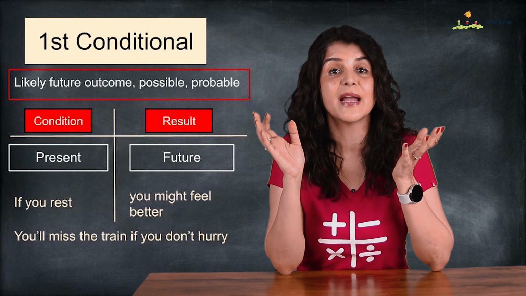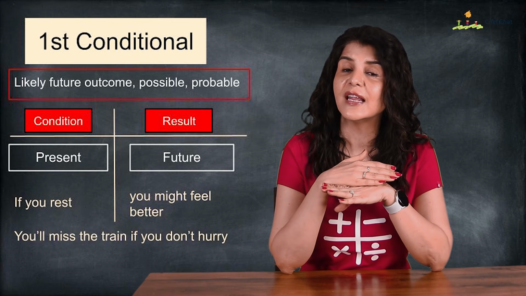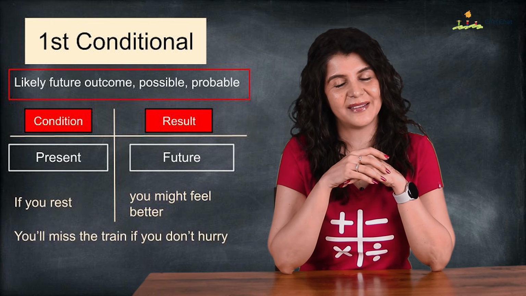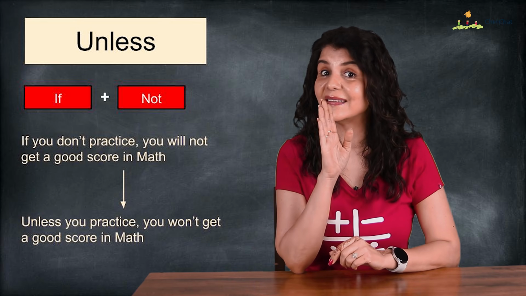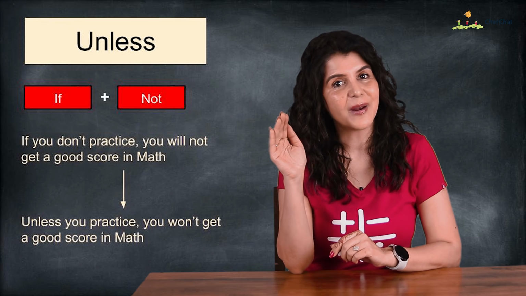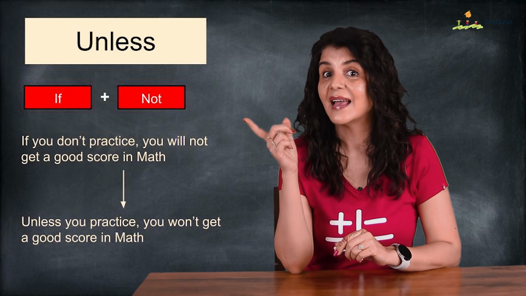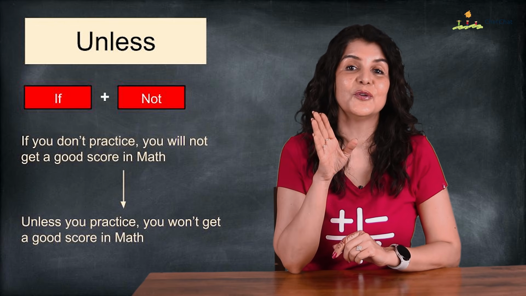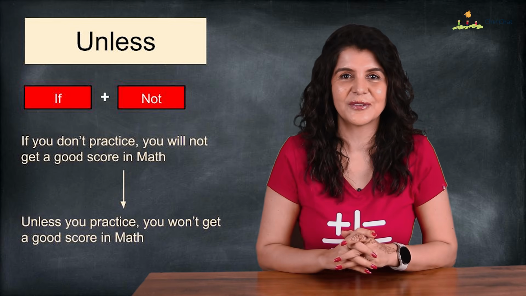If you rest, you might feel better. Once again, we can interchange the clauses. You will miss the train if you don't hurry. Now you've seen this, unless. It is also used instead of if plus not. Example, if you don't practice, you will not get a good score in math. Can also be written as unless you practice, you won't get a good score in math. Won't is the short form for will not.